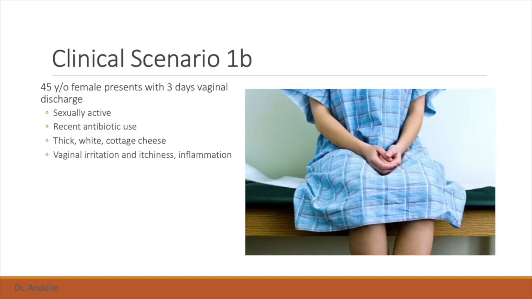Let's adjust the scenario slightly, and now we have a 45-year-old female with 3 days of vaginal discharge. She is sexually active, but she also reports that she recently had antibiotics for a urinary tract infection. Her vaginal discharge is thick, white, and appears like cottage cheese. She does have associated vaginal irritation with itchiness and a sense of inflammation.